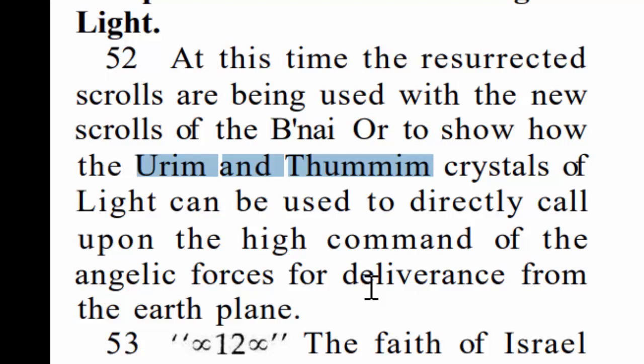So the third testament does teach us how we can travel through space and time, not physically, but spiritually. And so this is kind of telling us how this works. This book tells us how a lot of all of this stuff works. So you have the resurrected scrolls, which would be the Old Testament and the New Testament. We just learned a few minutes ago those are necessary. And he says these are being used with the new scrolls to show how the Urim and Thummim crystals of light can be used.